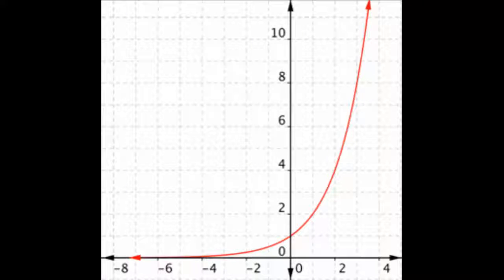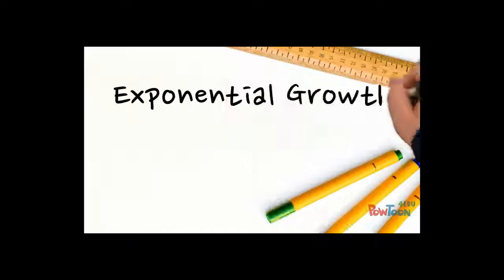If you have information and are plotting an exponential growth function, they tend to look like this, where they're very curved and increase very fast and have an asymptote where they don't touch. And that's all for graphing exponential growth functions.